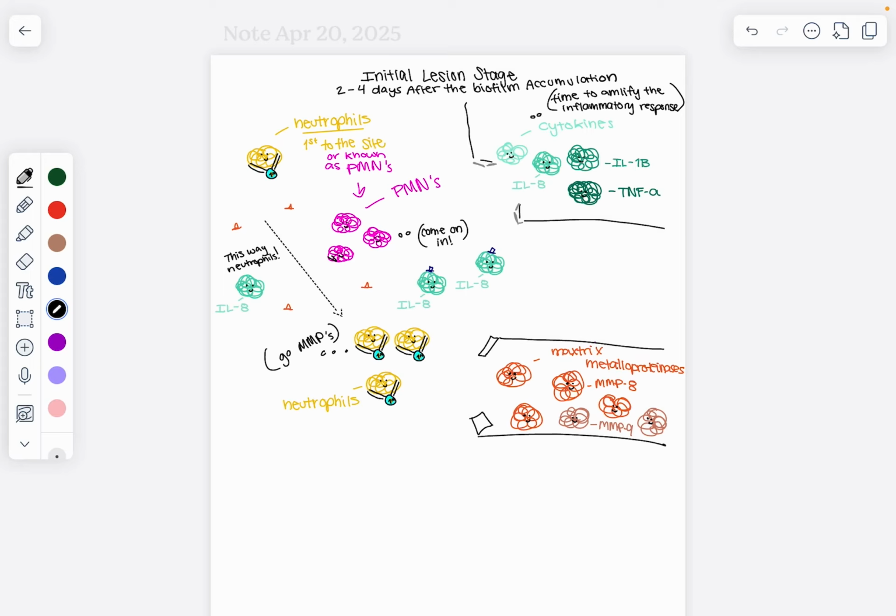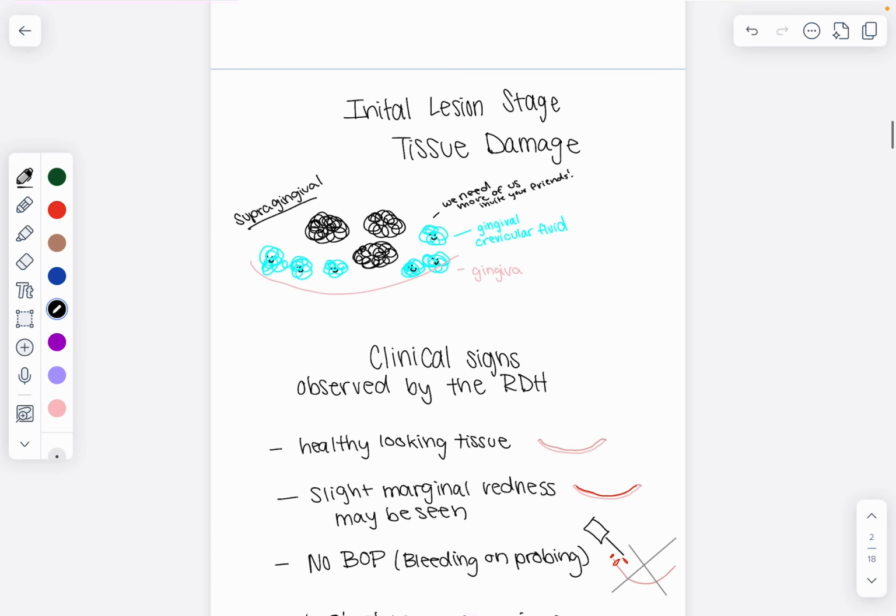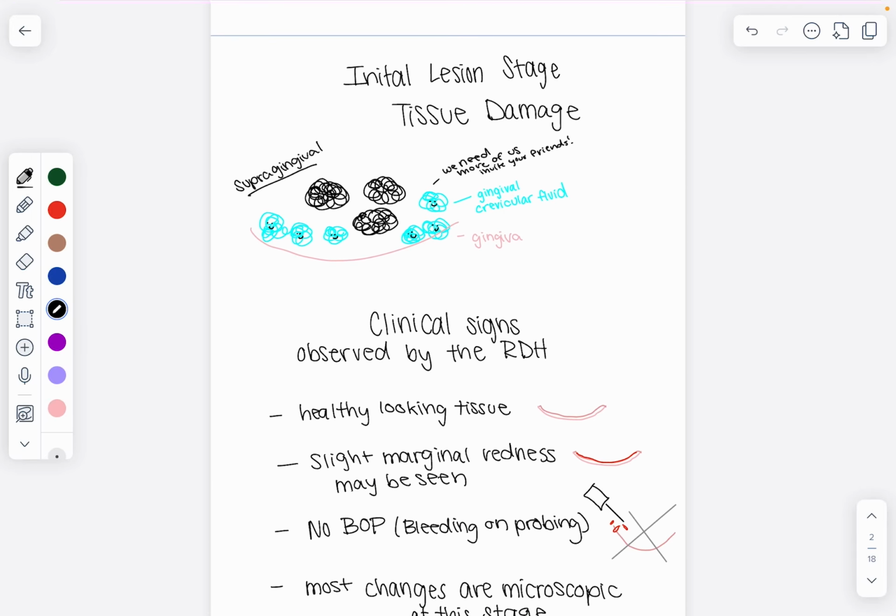MMPs, particularly MMP8 and MMP9, are released by neutrophils to degrade extracellular matrix components, helping to clear the pathogen but also contributing to tissue breakdown in the future. Tissue damage: plaque is supragingival as of right now, and the gingival crevicular fluid increases in its volume.